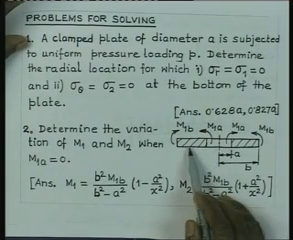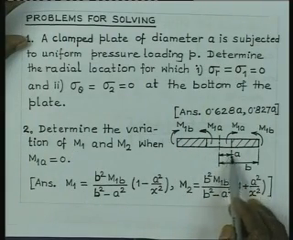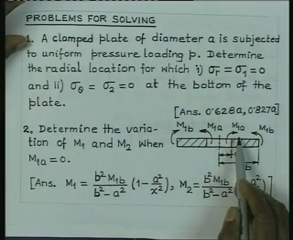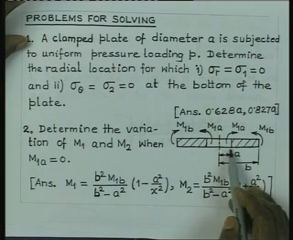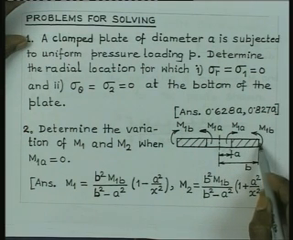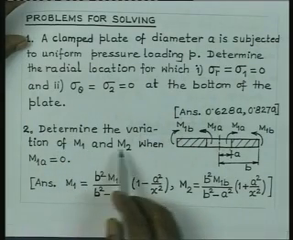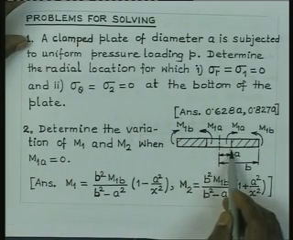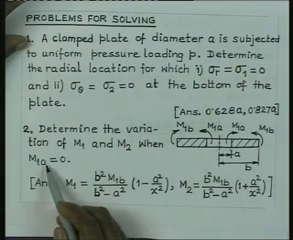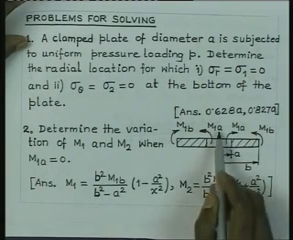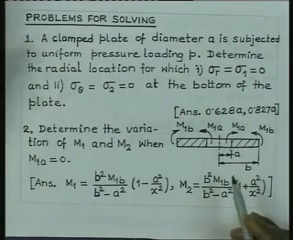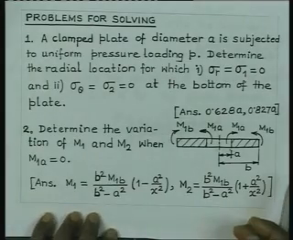Similarly, you have a plate here which is subjected to bending moment M1A per unit length at the inner edge and M1B per unit length at the outer edge. Determine the variation of M1 and M2 from r equal to A to r equal to B under the condition when M1A is equal to 0. So, it is a plate which is subjected to uniform bending moment at the outer circumference. Find out the variation of the bending moment in the radial and circumferential direction.